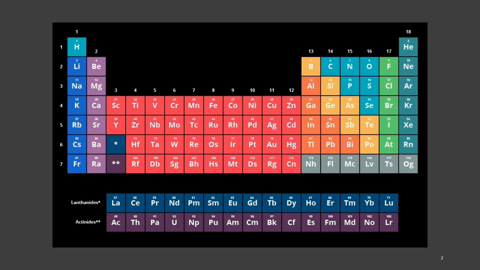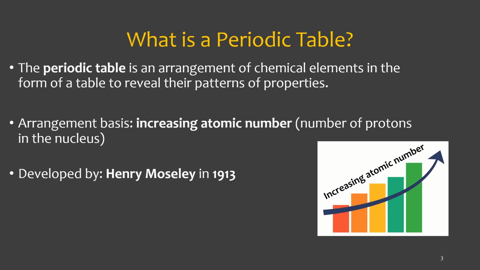So, what is a periodic table? The periodic table is an arrangement of chemical elements in the form of a table to reveal their pattern of properties. This arrangement is based on something. And what is that? The increasing atomic number. It means the elements which have less atomic number will be at the top of the table, and those having higher atomic numbers will be at the bottom of the periodic table.